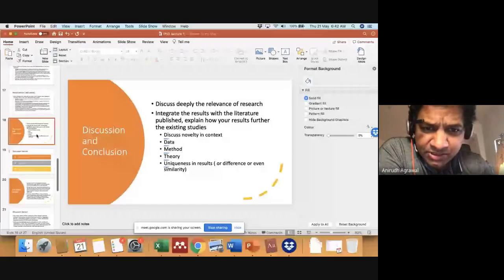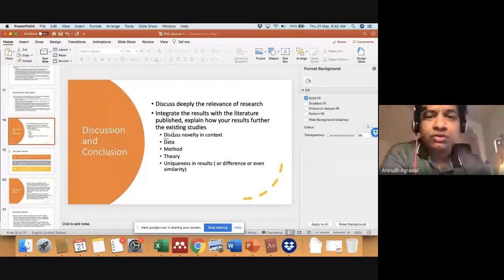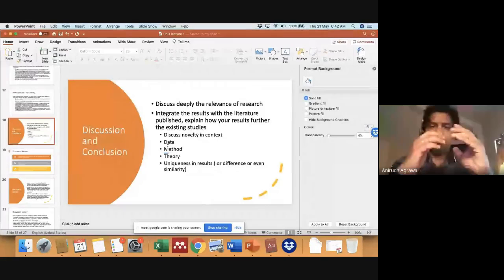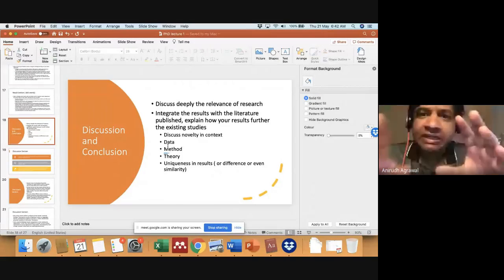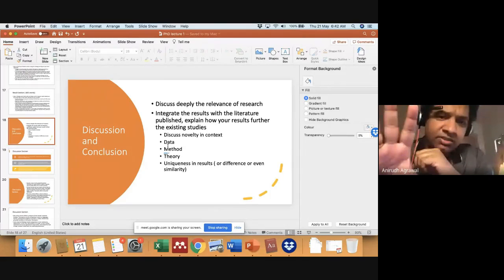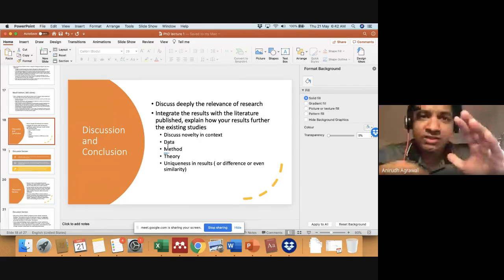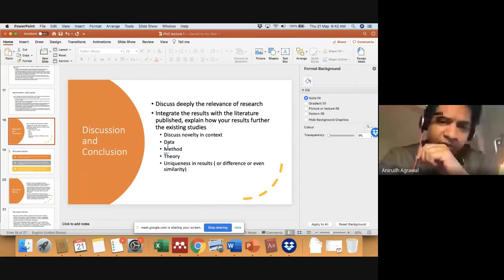Integrate the results with the published literature and explain how your results further the existing studies. In your discussion section, you have to discuss the novelty in context. There are multiple ways you can show the novelties in your discussion section. Whatever results you get, you can contextualize the result of your research by discussing the context.